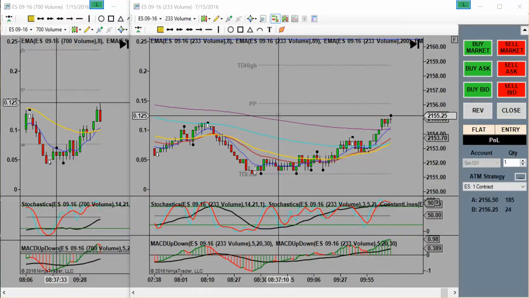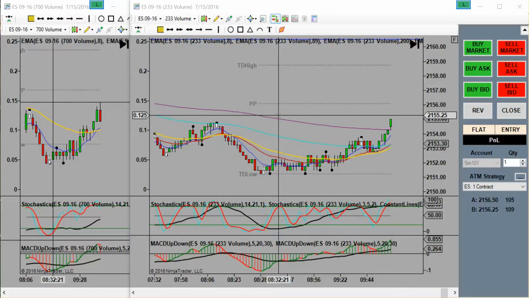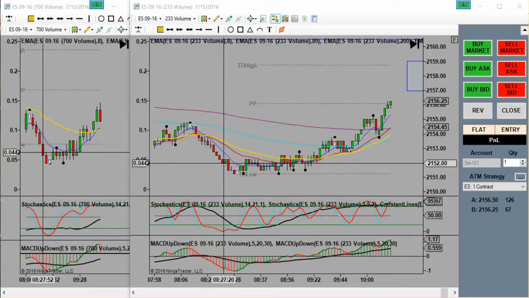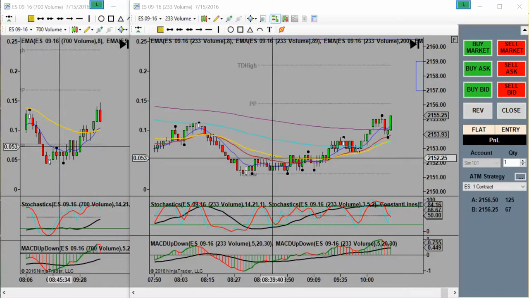Okay, this is July 15th, Friday. I basically traded six contracts on Sim on NinjaTrader 7. I'll basically just run right through what was happening here.